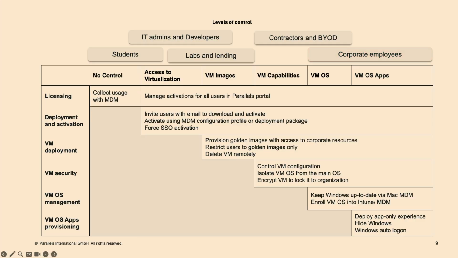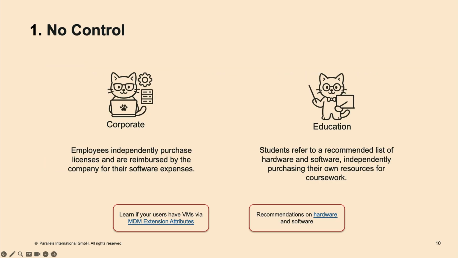So, let's explore each level in more detail and see the examples. We'll start with the base level, where you don't control anything. At this stage, users or students typically set up and configure everything on their own. We worked with many of these students by them purchasing Parallels, usually at their bookstore, and then doing their own self-install, getting their own virtual machines put together.